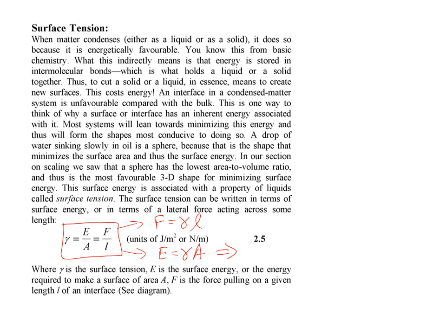And from that, if we have a change in area, then the change in the energy would be equal to the surface tension times the change in area. Or you could have a change in surface tension as well, so the change in energy could be equal to the change in surface tension multiplied by the area. Okay, so this symbol here represents surface tension, and in this case E is representing surface energy.